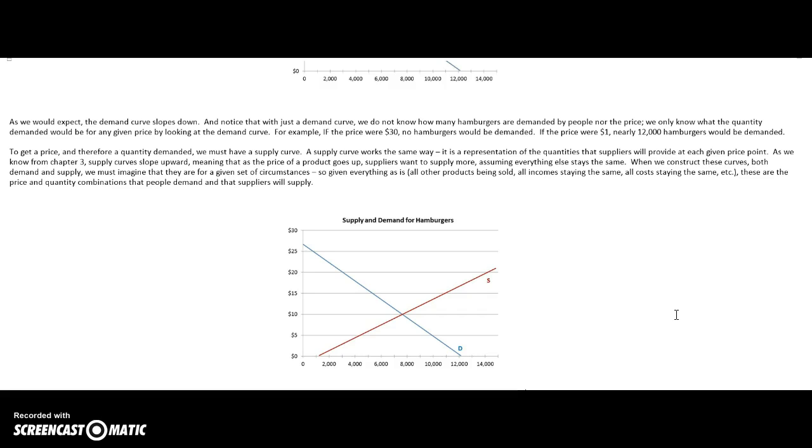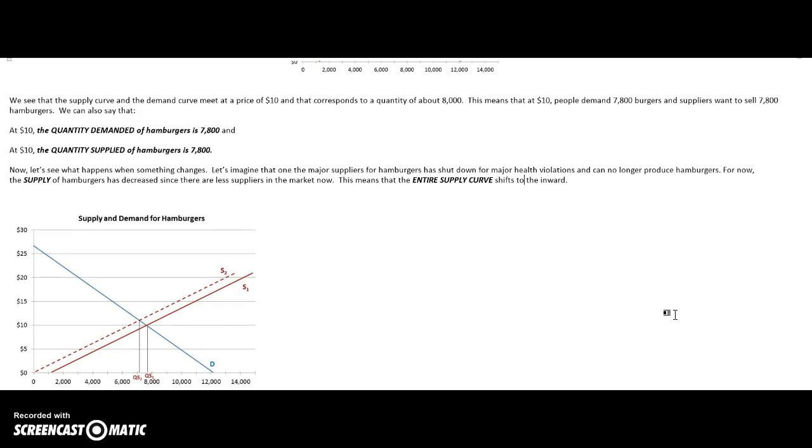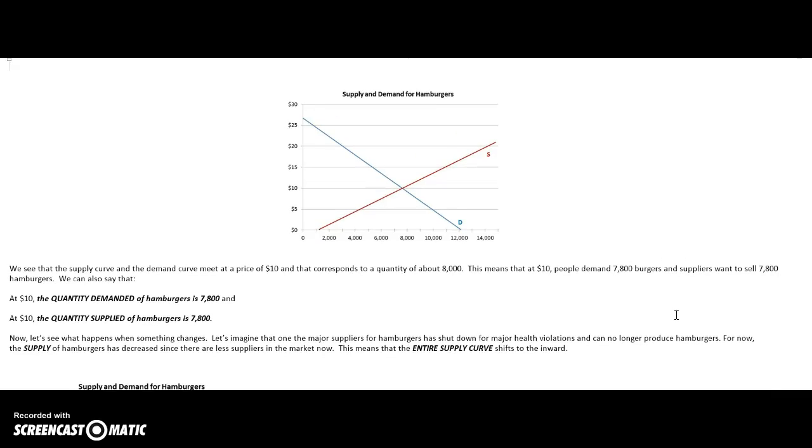So given everything as is, these are the price and quantity combinations that people demand and that suppliers supply. That's what these two curves show us. And where the curves meet is where we determine our price and our quantity. So you'll see that point is right here, where both consumers and suppliers are happy. So that's at about $10 a hamburger. These are very, very good hamburgers, apparently. And so the quantity demanded and the quantity supplied will be 7,800.